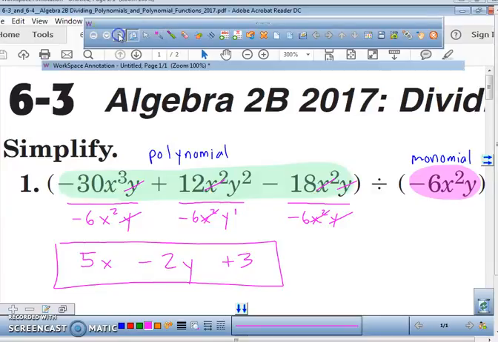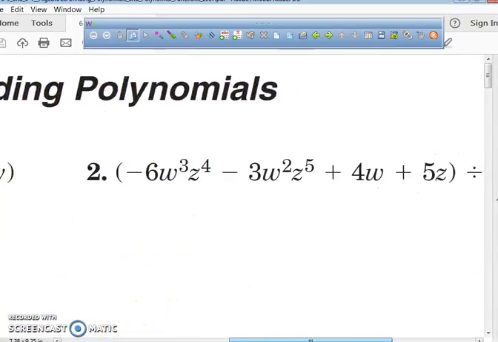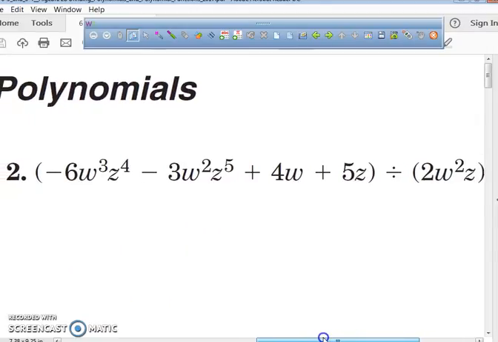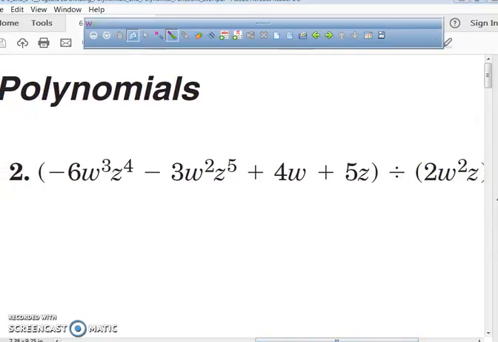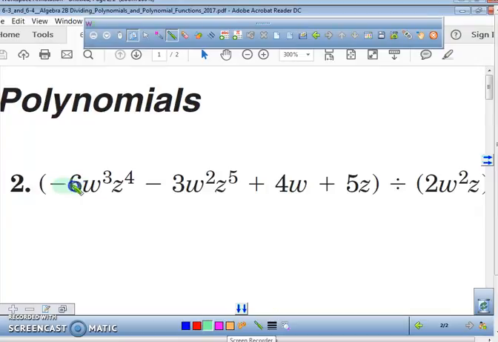Alright. Now, let's just scroll over here to number 2. Let's take a look at it. I'm going to highlight, once again, this long polynomial.